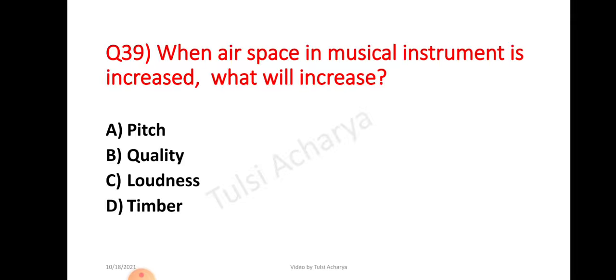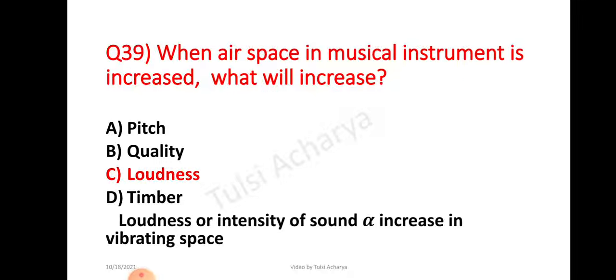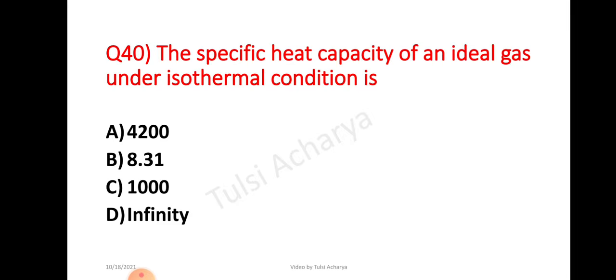When air space in a musical instrument is increased, what will increase? The musical instruments are provided with a hollow surface so that air can be enclosed in that. If you see madal, if you see guitar, they are provided with a hollow body. If we increase the air space, then it increases the loudness or intensity of sound, because intensity of sound depends on the vibration of particles. If more space, then more particles will vibrate, which gives us more intensity or more loudness. Now let's move to question number 40.